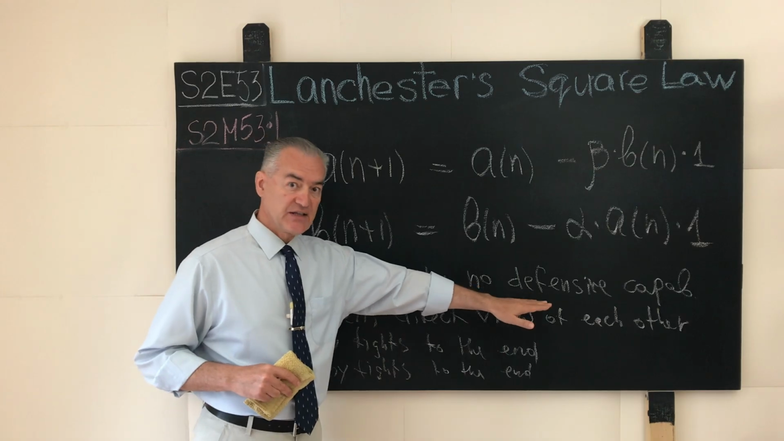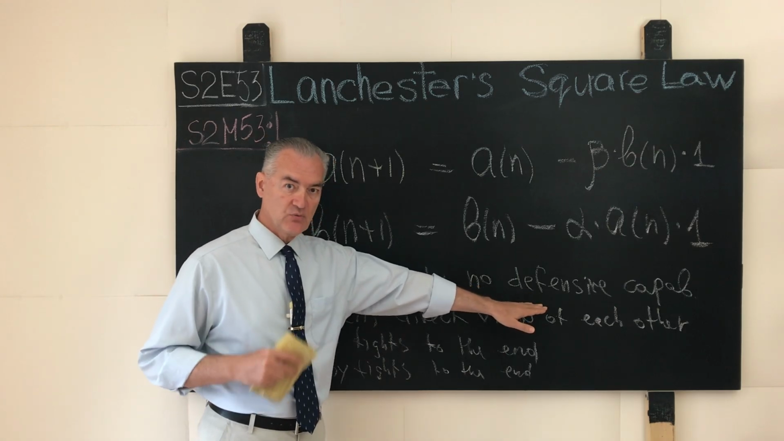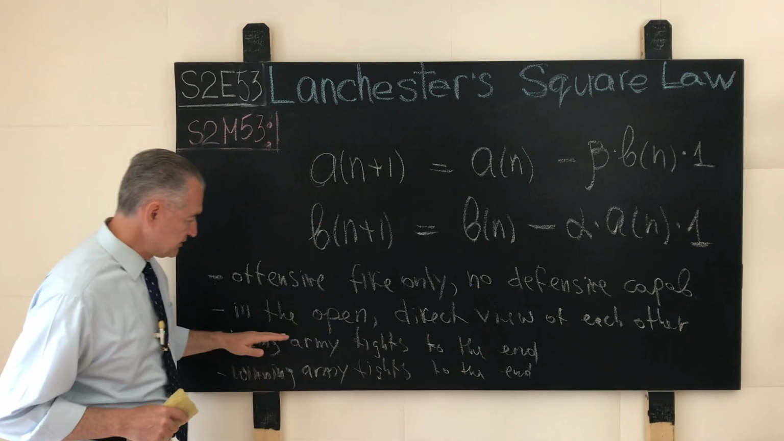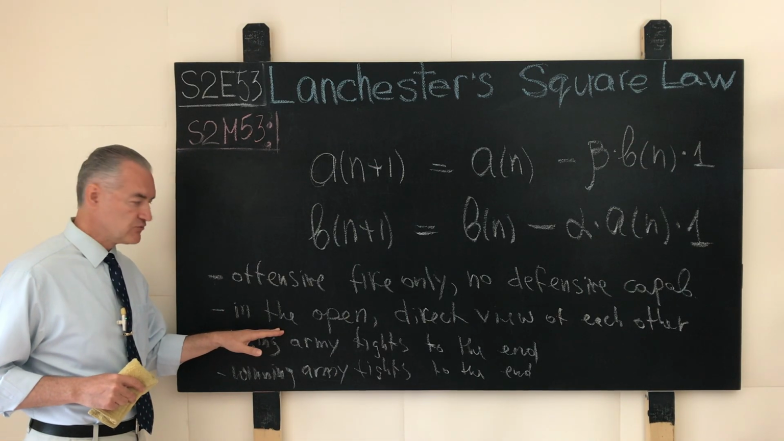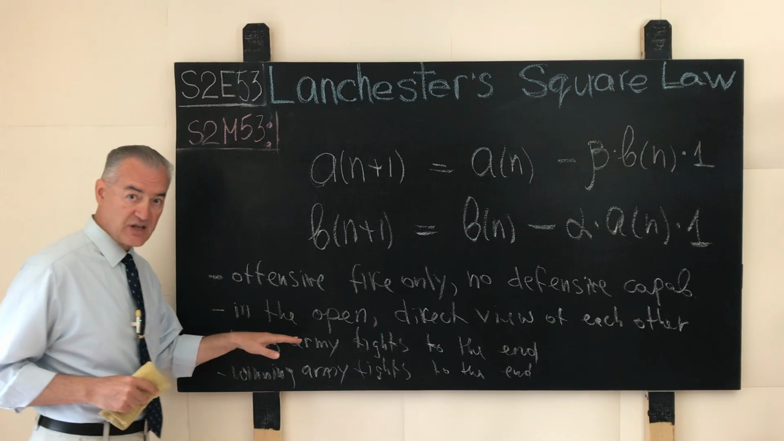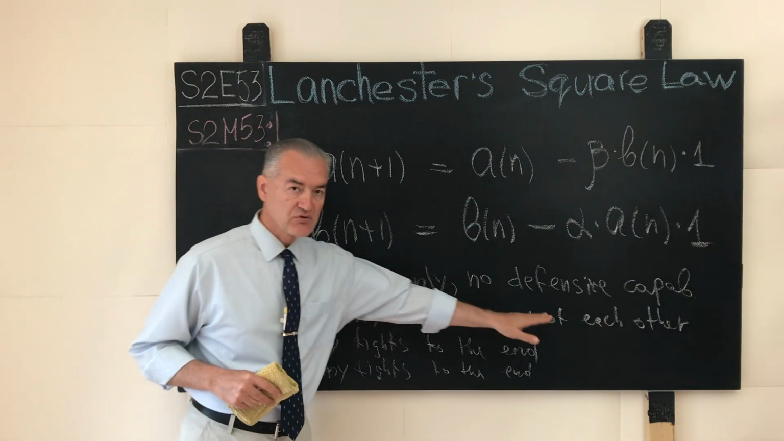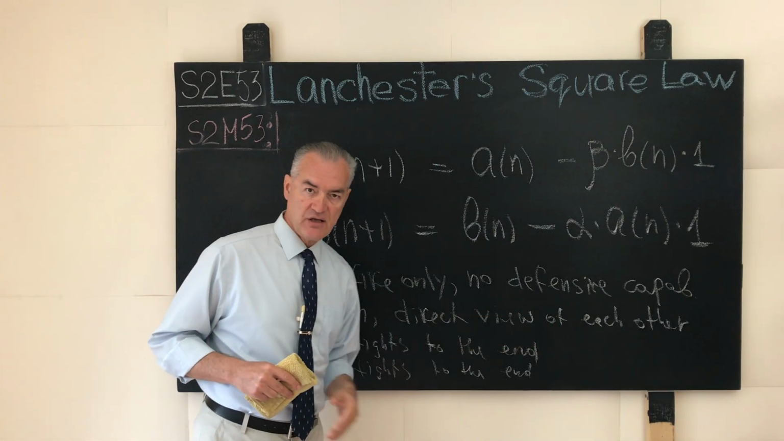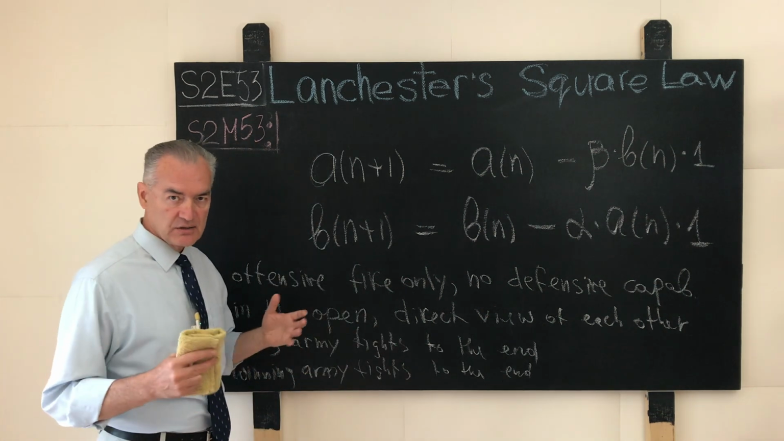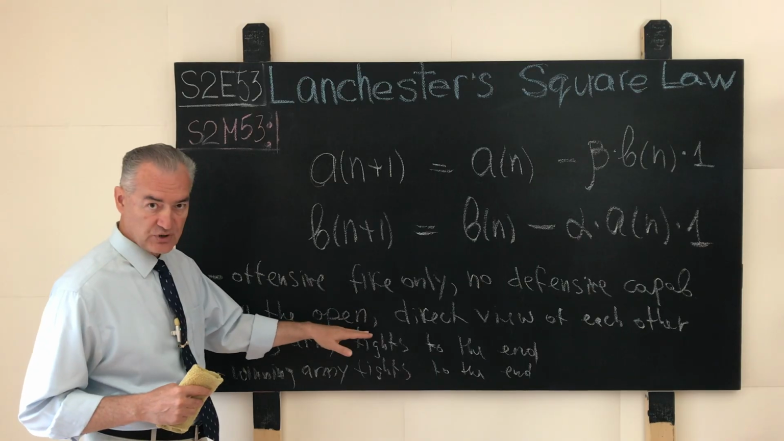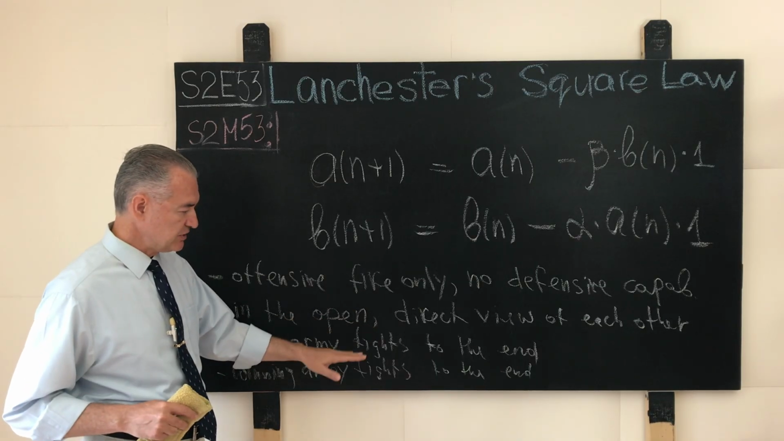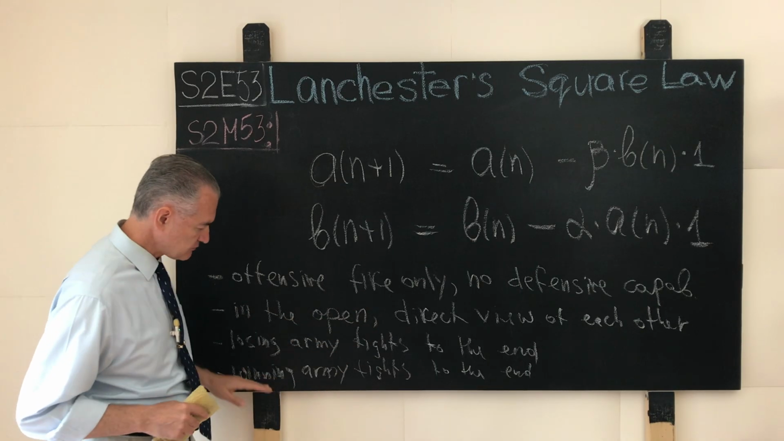Once we realize that that assumption has been made, and we now made it explicit, that means that we are describing a model of a combat that unfolds in the open, where the opponents have a direct view of each other, and they do not have much to hide behind. There's two more assumptions. We need to make them explicit, and there are a few more.